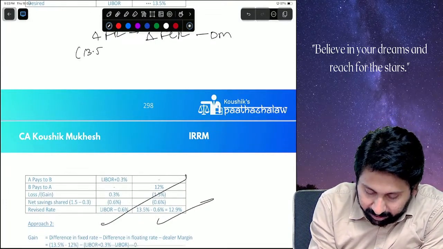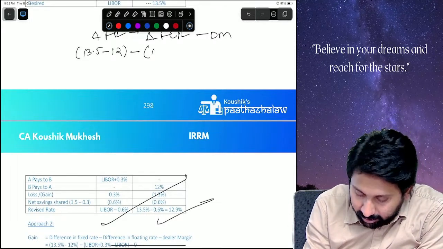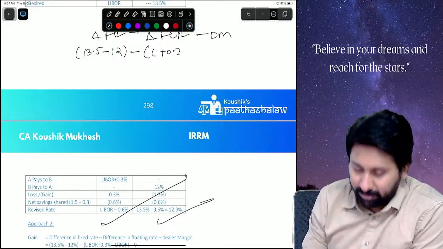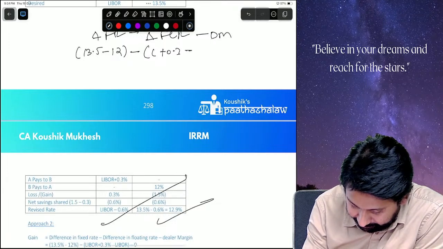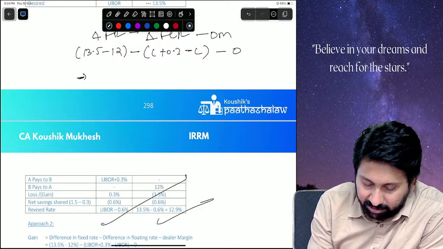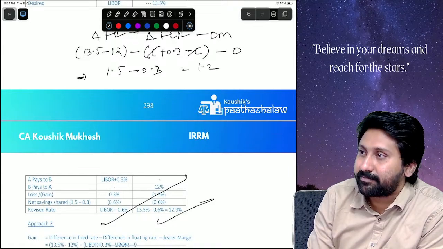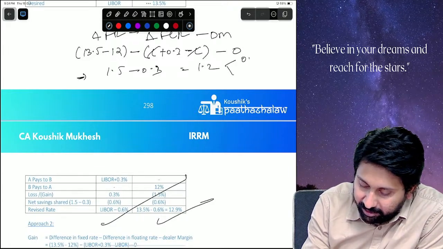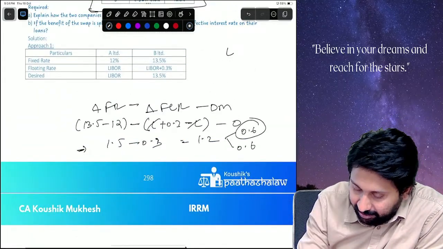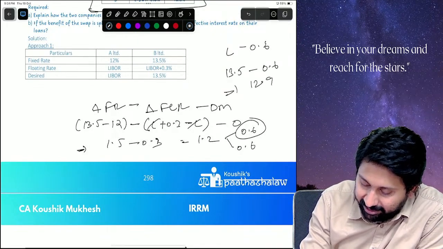Okay, now 13.5 minus 12 minus floating rate. LIBOR plus, highest means lowest you need to reduce. Right, 12 minus 13.5 we will do. LIBOR plus 0.3 minus LIBOR minus 0, nothing is there. Tell me, 13.5 minus 12, how much? 1.5 minus 0.3, 1.2. Shared between 2 people, 0.6, 0.6. What is my original? LIBOR. This is income, minus 0.6. What is my original? 13.5 minus 12.9. This is how you can do.